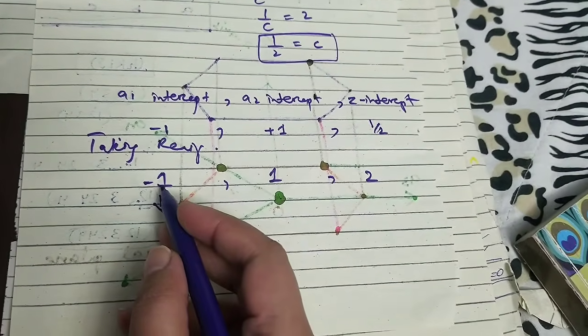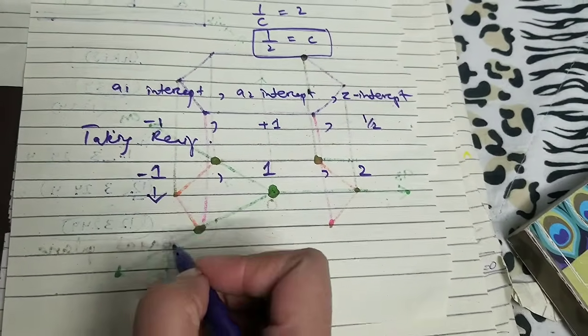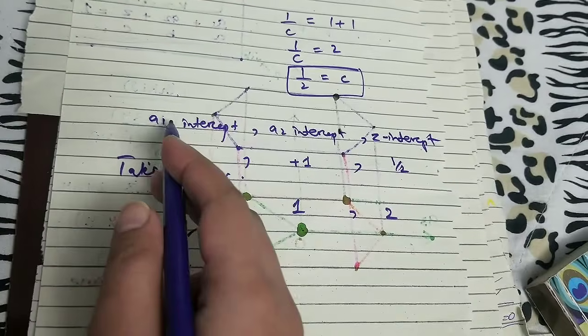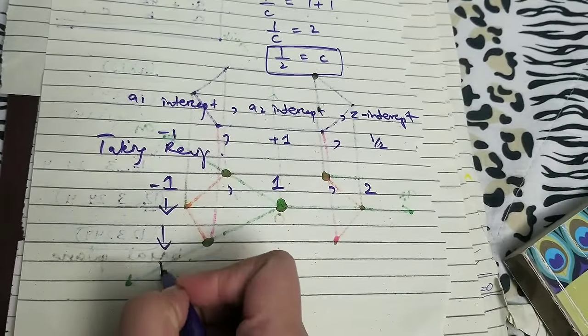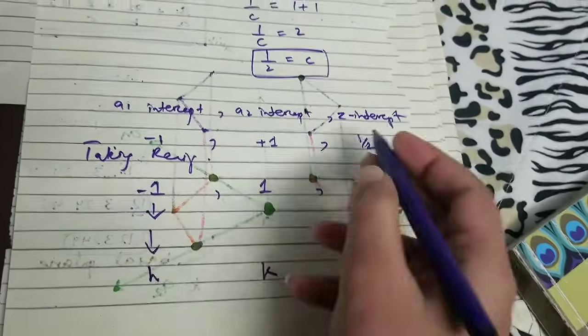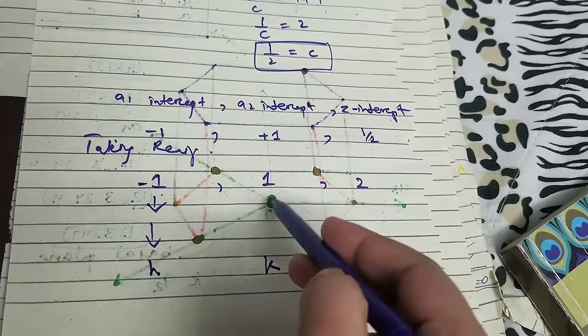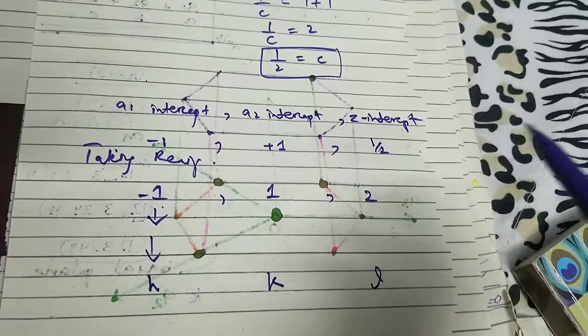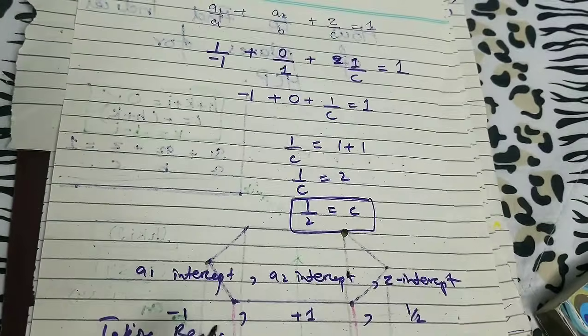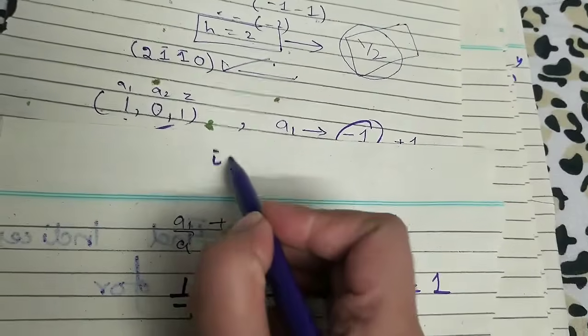And this is for a1 intercept will give you h, a2 intercept will give you k, z intercept will give you l. So this is the value for h, this is for k, and this is for l, and we need to determine the i. We have to determine 4 indices, you know. So we had this equation.